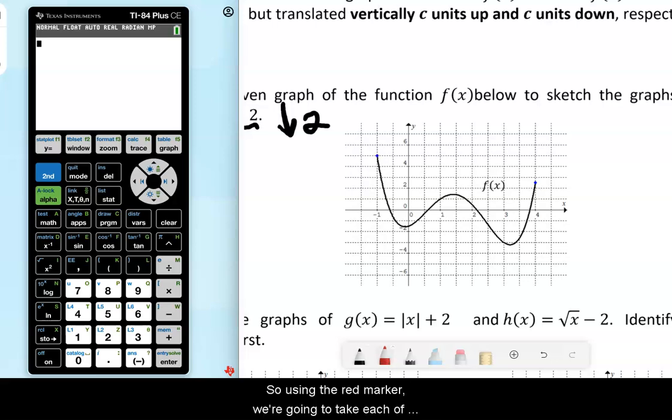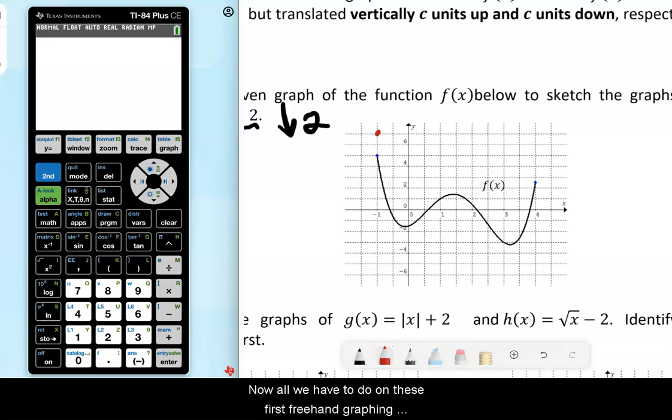So using the red marker, we're going to take each of these units and we're just going to translate them up 2 units. Let's check our scale. Looks like our grid has a scale of 1. So starting here at 5 on the y-axis, we're going to move that blue dot up 2 units to 7.